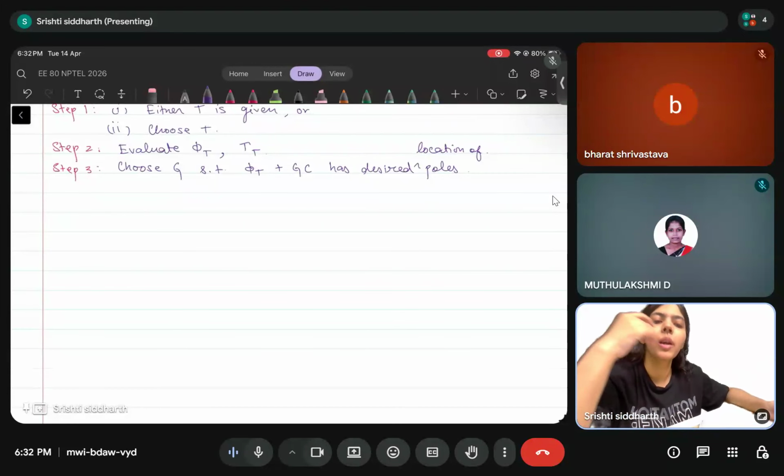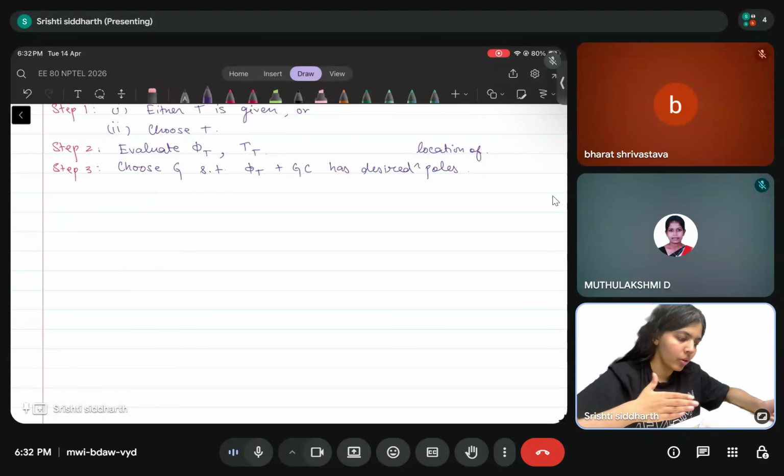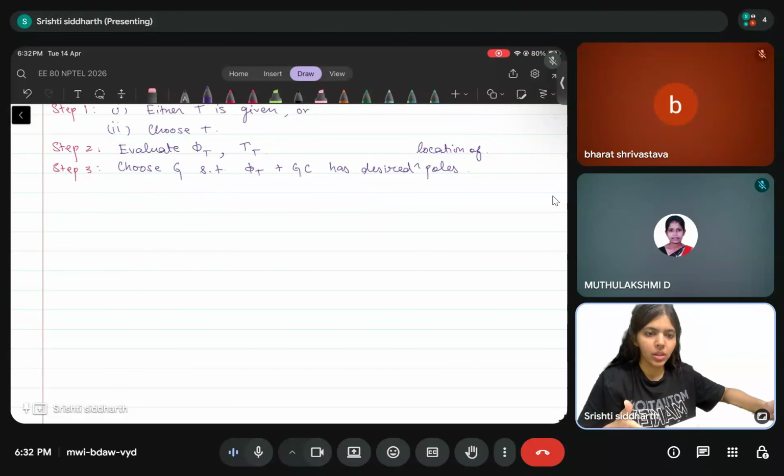So now we're talking about a discrete system. So we're not talking about whether the real part is negative or positive. We're talking about whether the magnitude of the poles lie inside the unit circle, right? Because we're talking about a discrete time system. Okay, this is the desired location of poles.